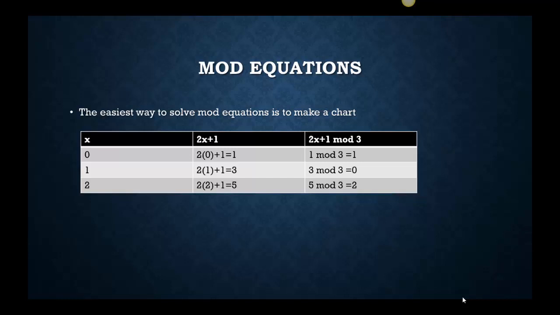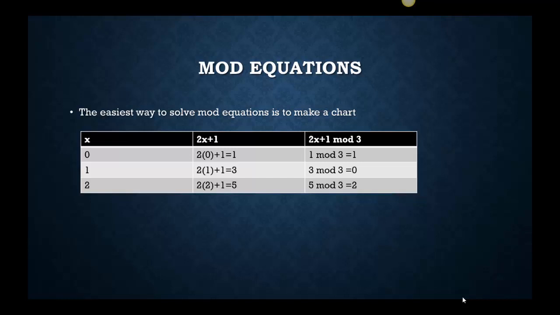Anytime I'm doing this, as we continue in this video and in this section, we will always go to n minus 1. So if my mod is n, I will stop at n minus 1 when I do my chart. So with 3, I'm stopping at 3 minus 1, which is 2, so I have 0, 1, 2.